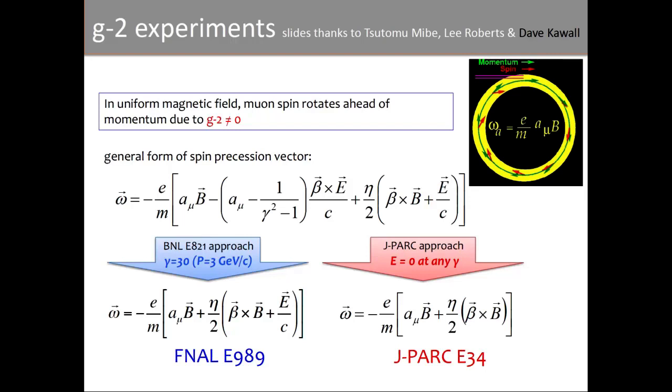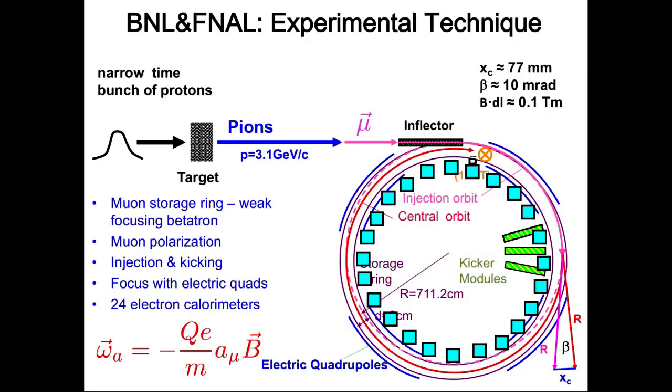The Japanese guys are going to do something different. By the way, this E field is needed for keeping everything focused. You can't go without it, otherwise you defocus too fast. So the Japanese guys do something different. They say do away with the E-field. They have no E-field at all in their apparatus. This leads to a completely different experiment, which I will show in a second. So they will measure, again, mostly that, but they will also measure the EDM. So we hope to get a very good EDM measurement as well at Fermilab.